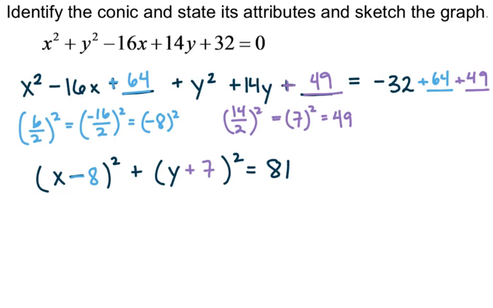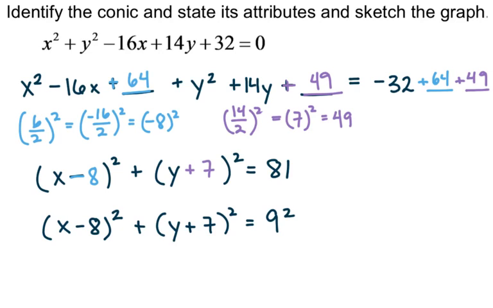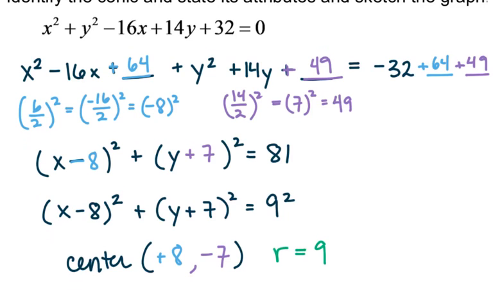So this is a circle in standard form. I'll just rewrite this: x minus 8 squared plus y plus 7 squared, and the square root of 81 gives us 9 squared. Therefore, we know the center is at positive 8, negative 7, and my radius, r, is equal to the square root of 81, or 9.